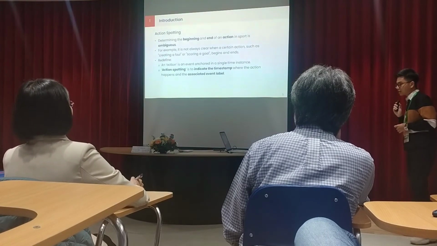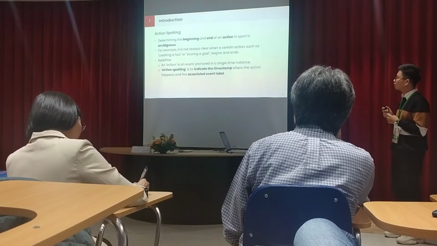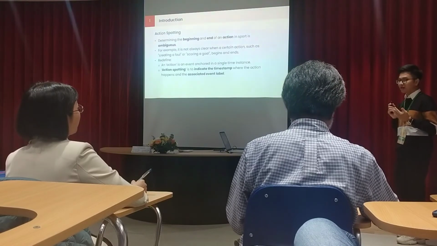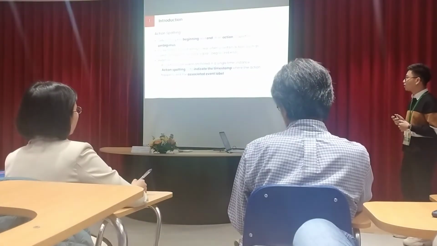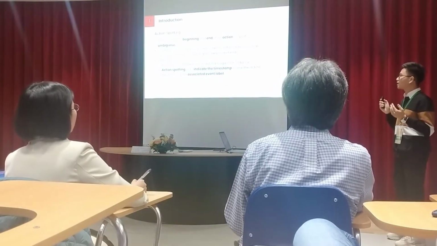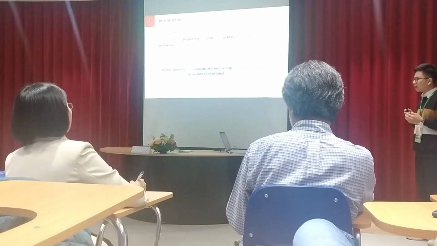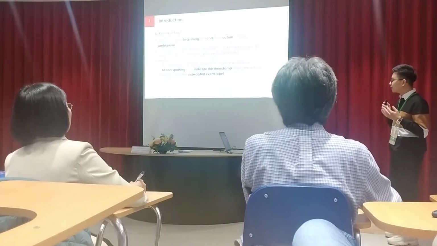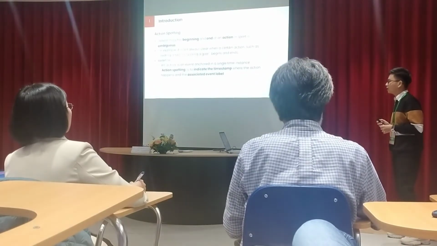So what is action spotting? To determine the definition of action spotting, you might know that it is both hard and ambiguous to define when an action begins and ends in soccer. For example, it is not clear when a certain action, such as clearing a ball or scoring a goal, happens. So in the scope of our work, we redefine action spotting to indicate the timestamp when an action happens and the associated events of that action.